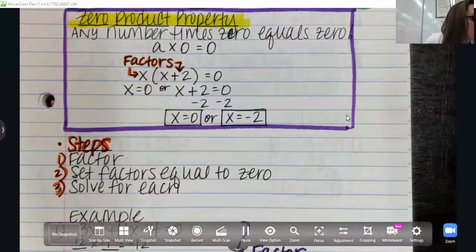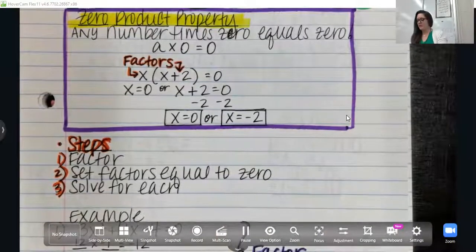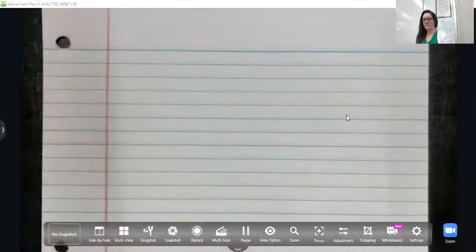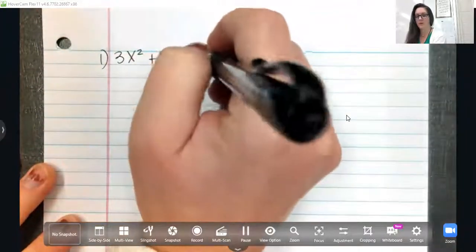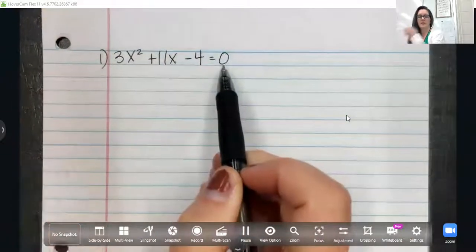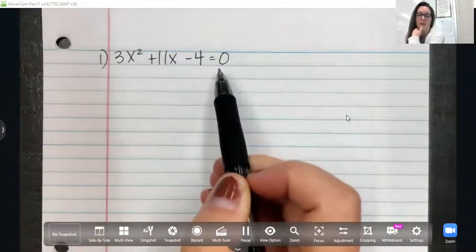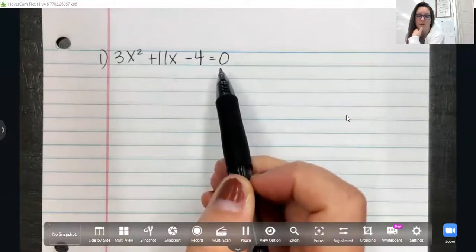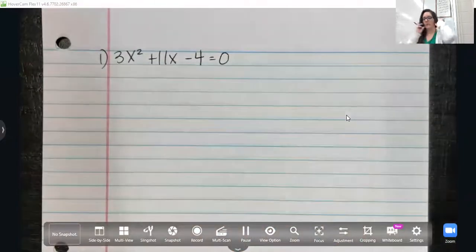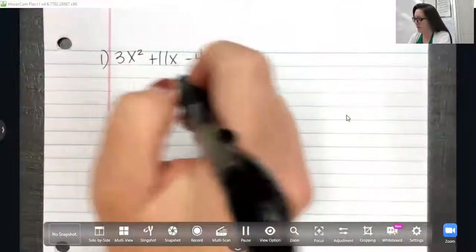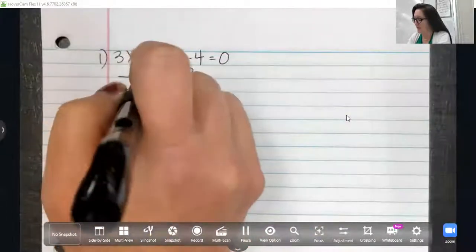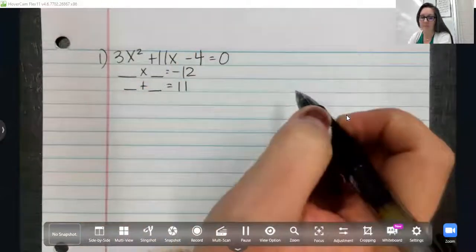Okay, so our first example is 3x squared plus 11x minus 4 equals 0. So this tells me I am looking for where my function crosses the x-axis, right? I'm looking for the zeros of the quadratic equation. So let's factor first. So I'm going to multiply my a and c value. That's negative 12. So I need two numbers that multiply to get negative 12 and add to get 11.